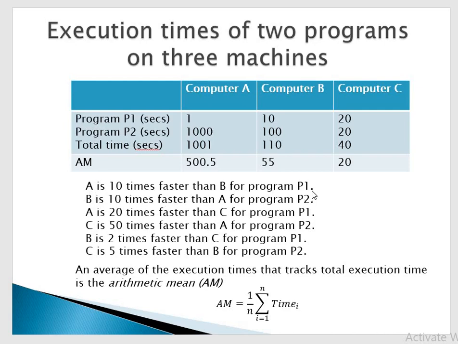If we try to compare the performance on the basis of the programs, then we can say that computer A is 10 times faster than computer B for program 1. Computer B is 10 times faster than computer A for program P2. Computer A is 20 times faster than computer C for program 1. And computer C is 50 times faster than computer A for program 2. On the other hand, computer B is 2 times faster than computer C for program 1, but computer C is 5 times faster than computer B for program P2.